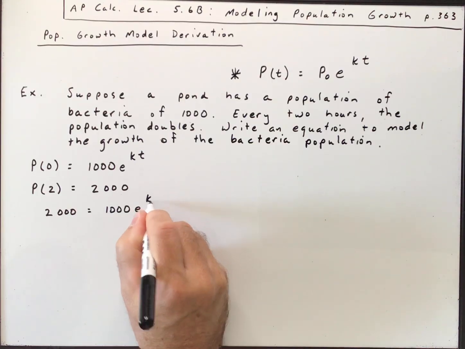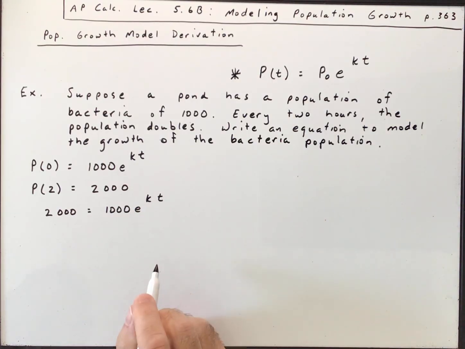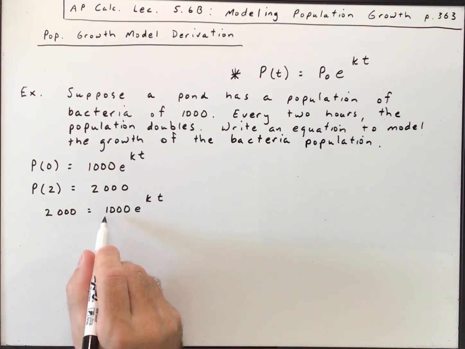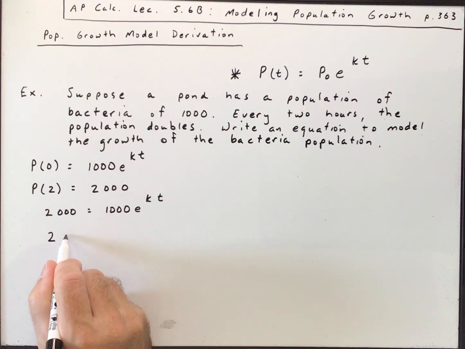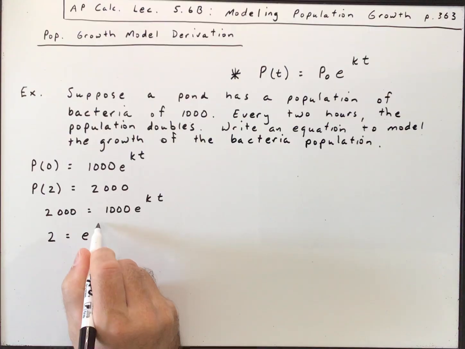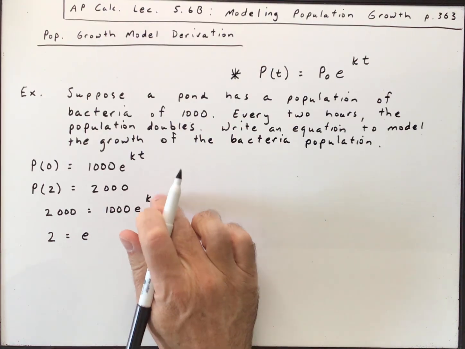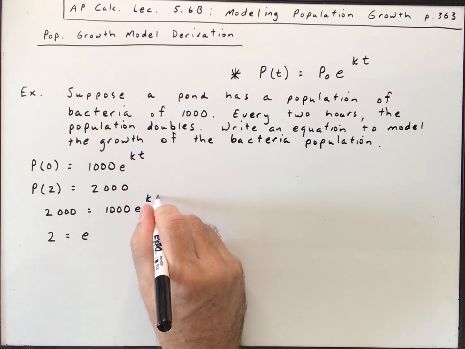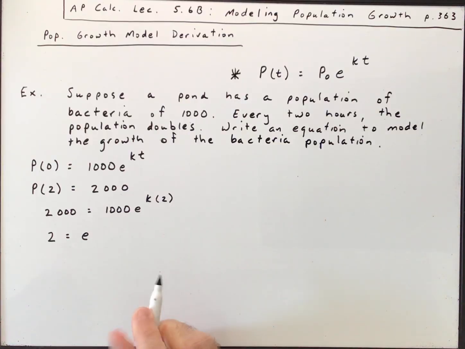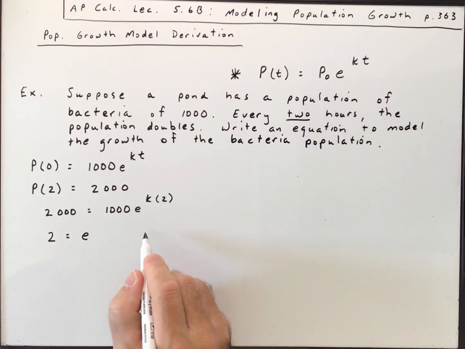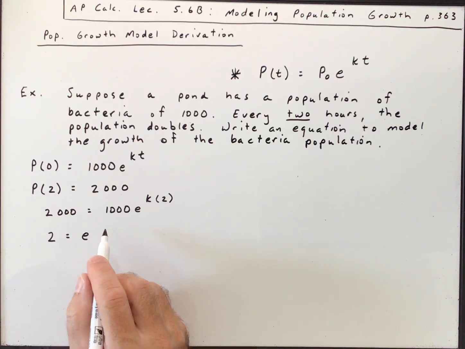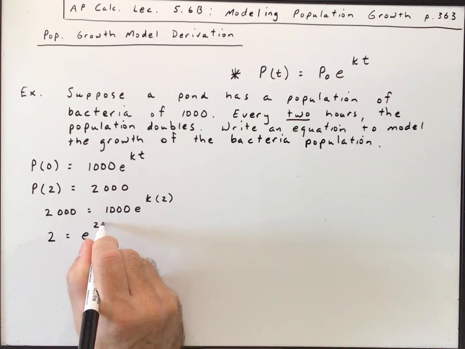e to the kt. So if we divide both sides by 1,000, I'm going to have 2 is equal to e, and the t, excuse me, is 2 hours, right? Time is 2 hours, so every 2 hours. So I have 2 is equal to e to the 2k.